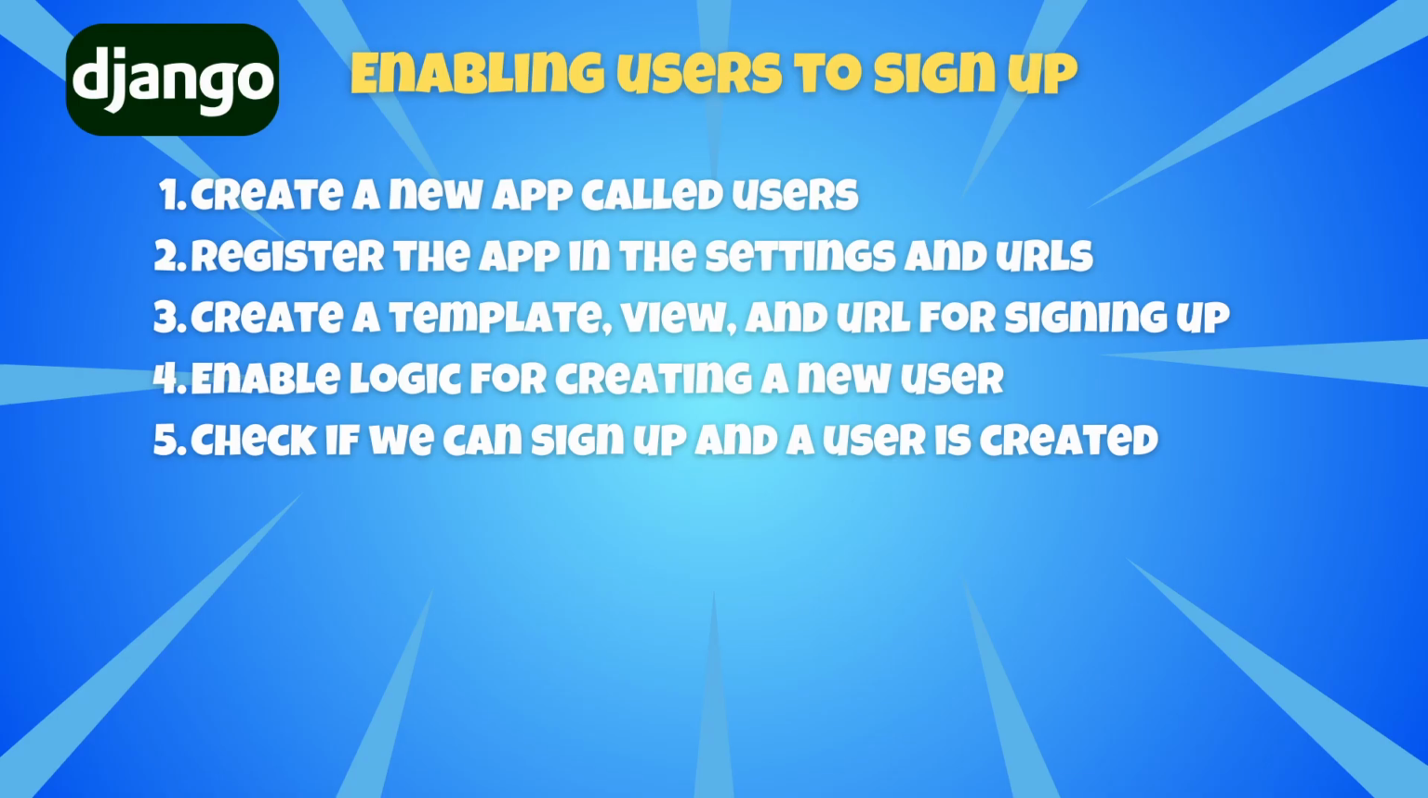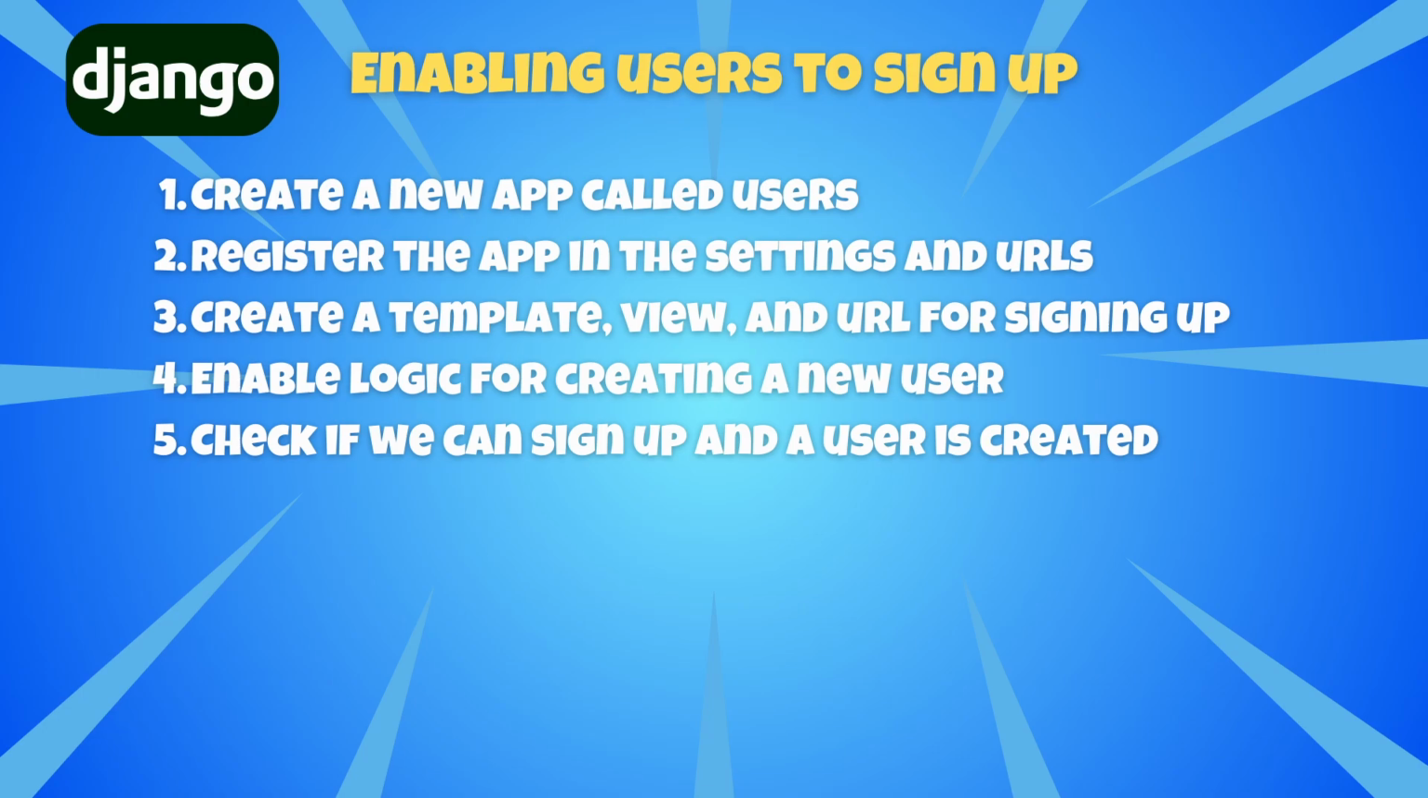Now, in this video, we'll follow 5 steps. First, in our code, we're going to be creating a new app called users. And that app is going to contain all of the code related to the users. Then we will register that app in our overall project and also make some changes to the settings and urls.py file. And once that is settled, we can get started with the sign up functionality.